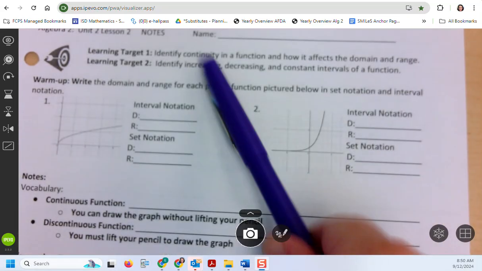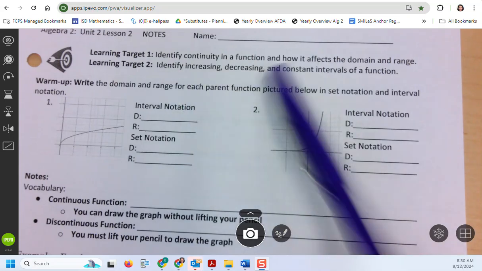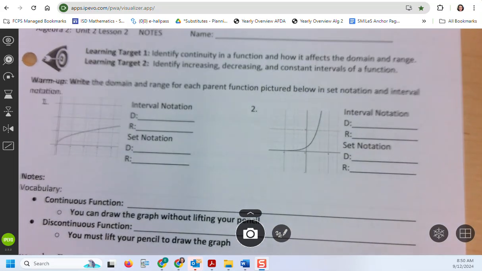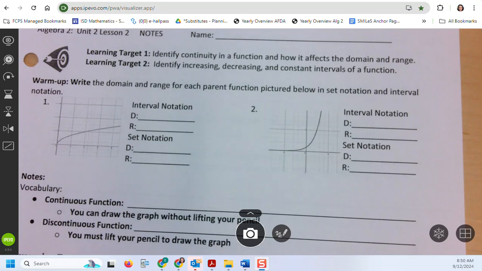So today our goals are to identify continuity and to identify increasing, decreasing, and constant intervals. So we've already talked about domain and range intervals, and now we're going to talk about increasing, decreasing, constant intervals, and something called continuity, which is actually kind of interesting if you ever take a pre-calculus course or an IB course that teaches some of those pre-calculus subjects.